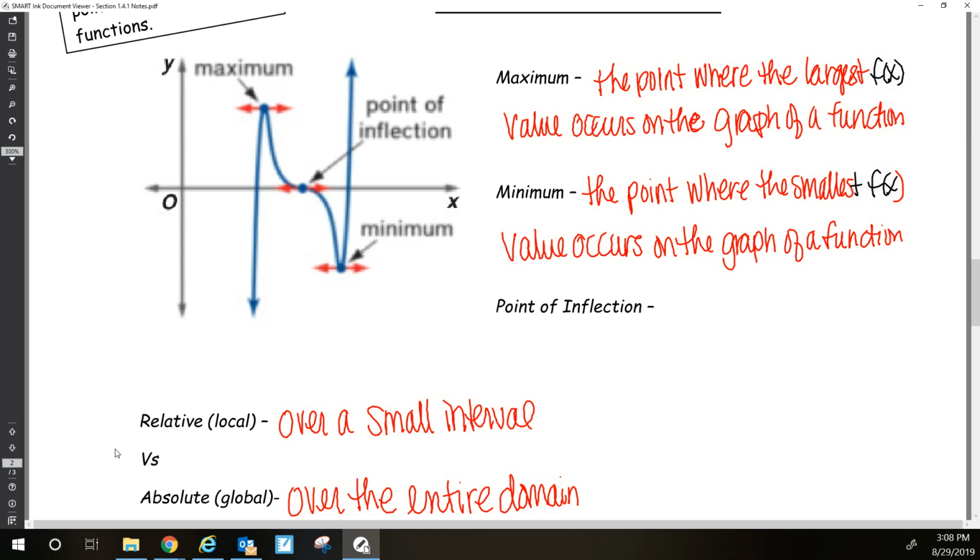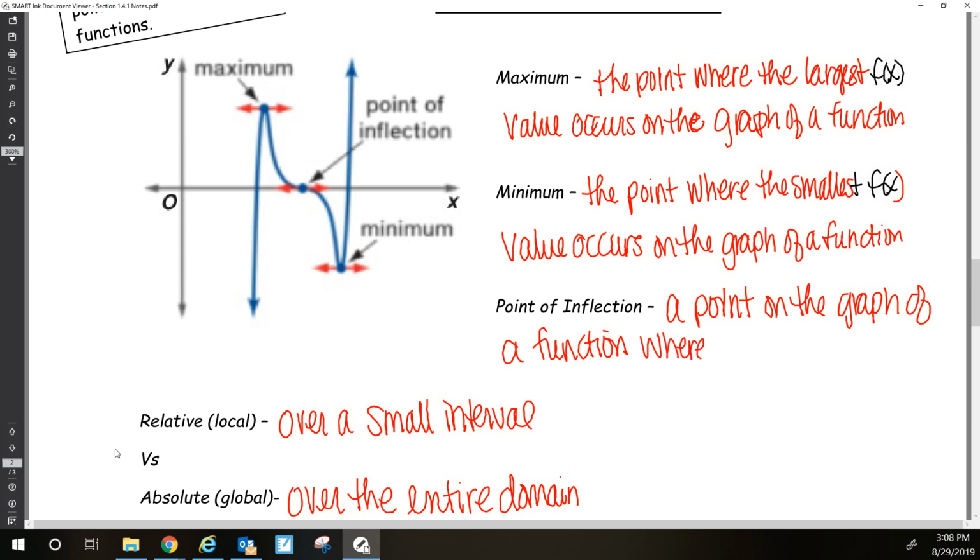And the other thing that could be a critical value, and these critical points are really important in calculus, so that's why we start talking about them in PreCalculus, is what's called a point of inflection. This is a point on the graph of a function where concavity changes.